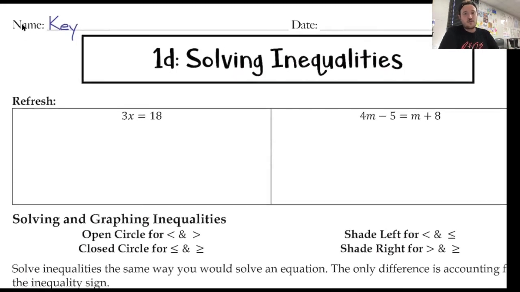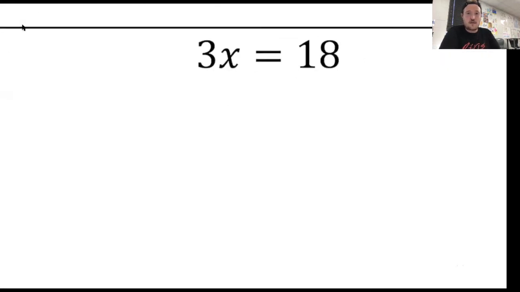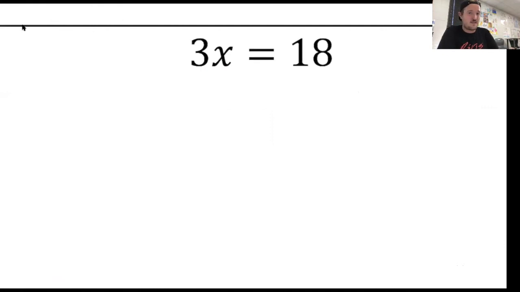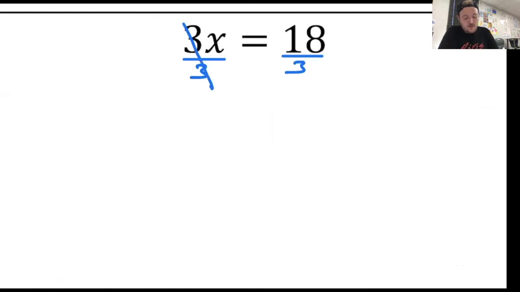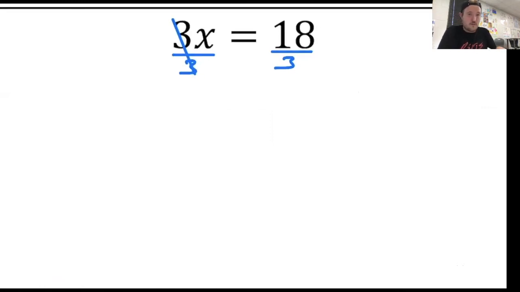All right, so just as a refresher, we're going to solve these two equations. So we have 3x equals 18. So we have 3 times x, and we want to solve for x. So I need to get x by itself. Because I'm multiplying, I'm going to divide by 3. So the 3's here, they will simplify. If you remember, addition and subtraction is zero out. Multiplication and division is simplify. So I'm going to have x equals 18 over 3, which gives you 6.